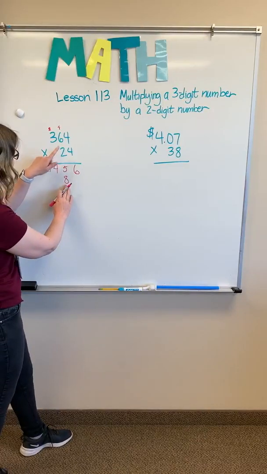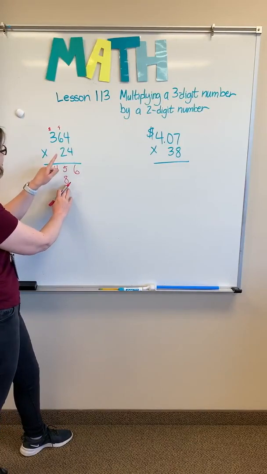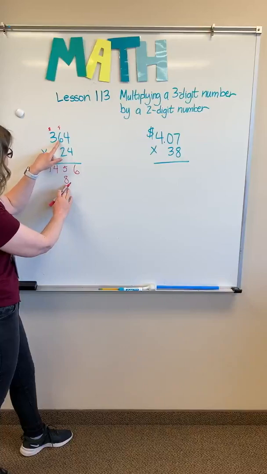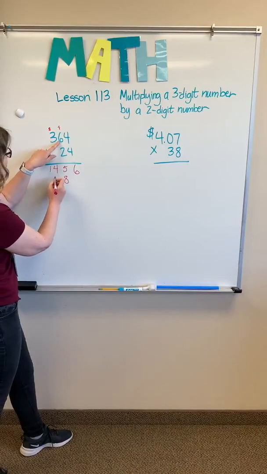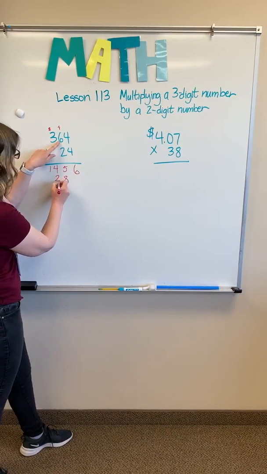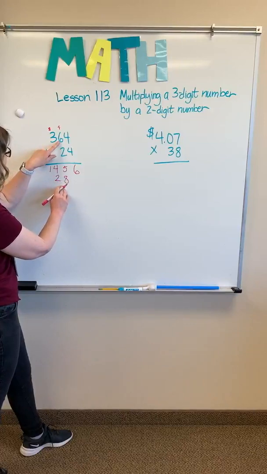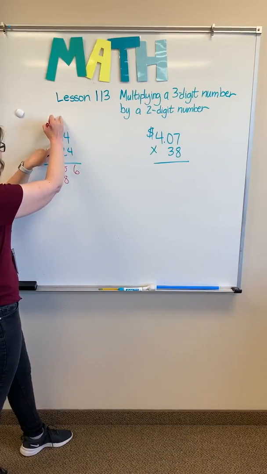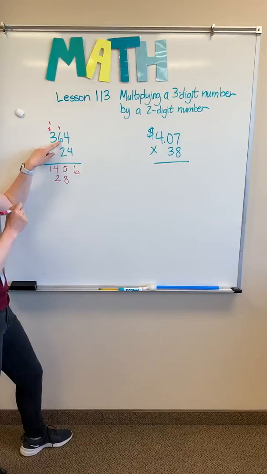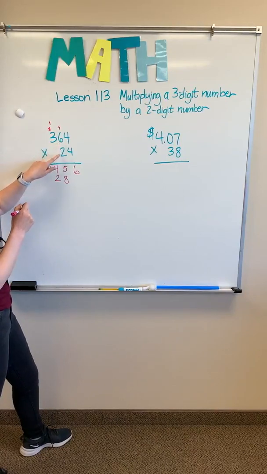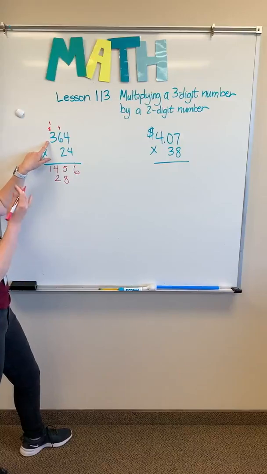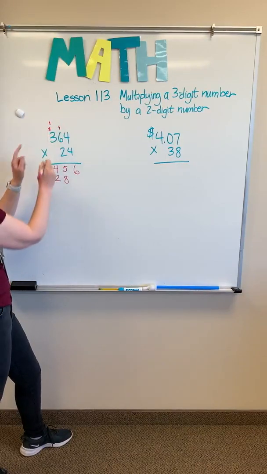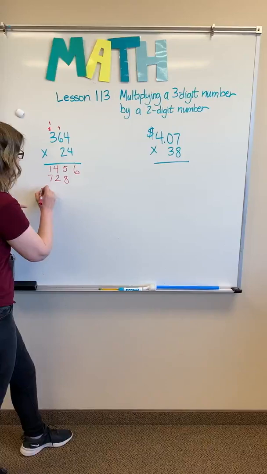So I don't want that to happen to you. So we've said 2 times 4 is 8. Now we say 2 times 6 is 12. I put the 2 right here, and I put the 1 from the 12 up there. Now I say 2 times 3 is 6. We add the 1, 7.